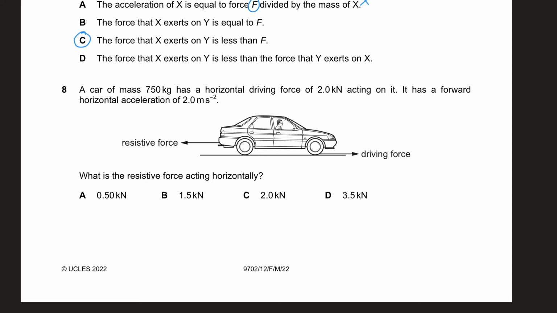Question 8 says a car of mass 750 kg has a horizontal driving force of 2 kilonewtons acting on it. It has a forward horizontal acceleration of 2 meters per second squared. What is the resistive force? The formula is resultant force equals mass times acceleration. The resultant force is the driving force, which is 2000 newtons, minus the resistive force, let's call this Fr, equals the mass, that is 750, times the acceleration, which is 2. Solving for Fr would give us 2000 minus 1500, which is equal to 500 newtons, or 0.5 kilonewtons. So the answer is A.